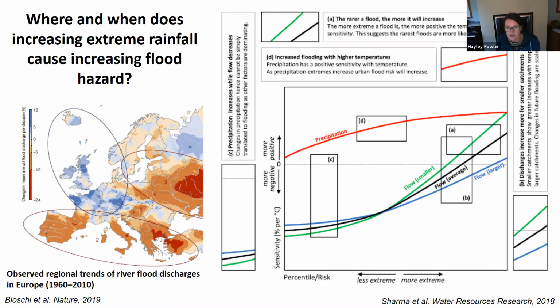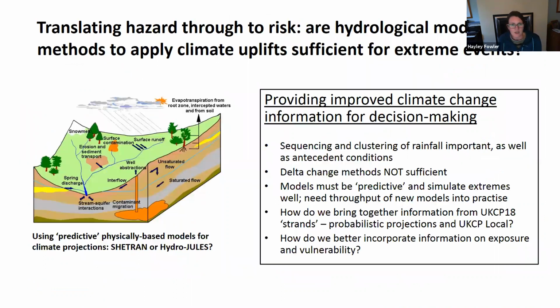Although precipitation has this positive sensitivity with temperature, flooding does not necessarily, but it does in smaller catchments, and therefore we expect an increase in urban flood risk, but not necessarily at these larger scales in terms of fluvial flooding. So we can get the case where precipitation increases while flow decreases. And this is important, moving on to the next gap.